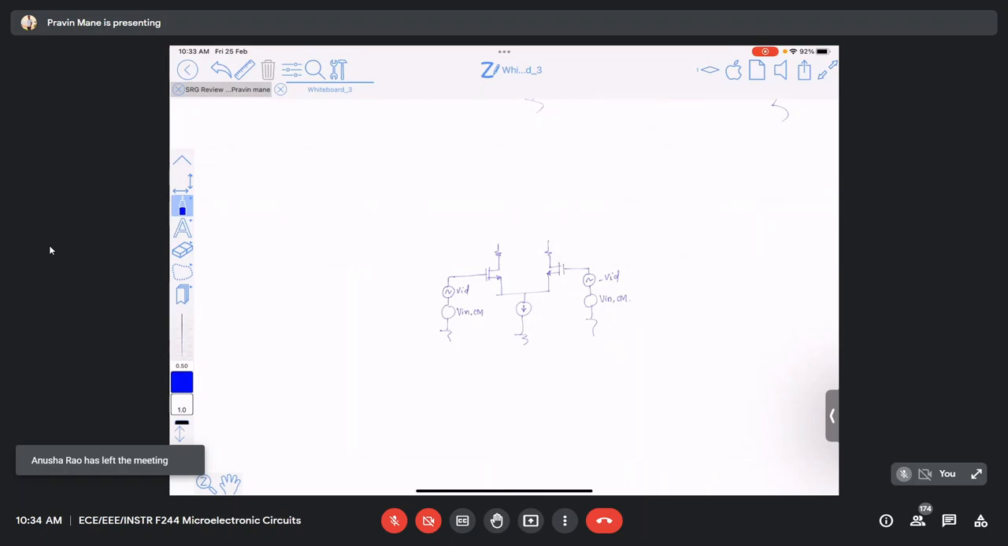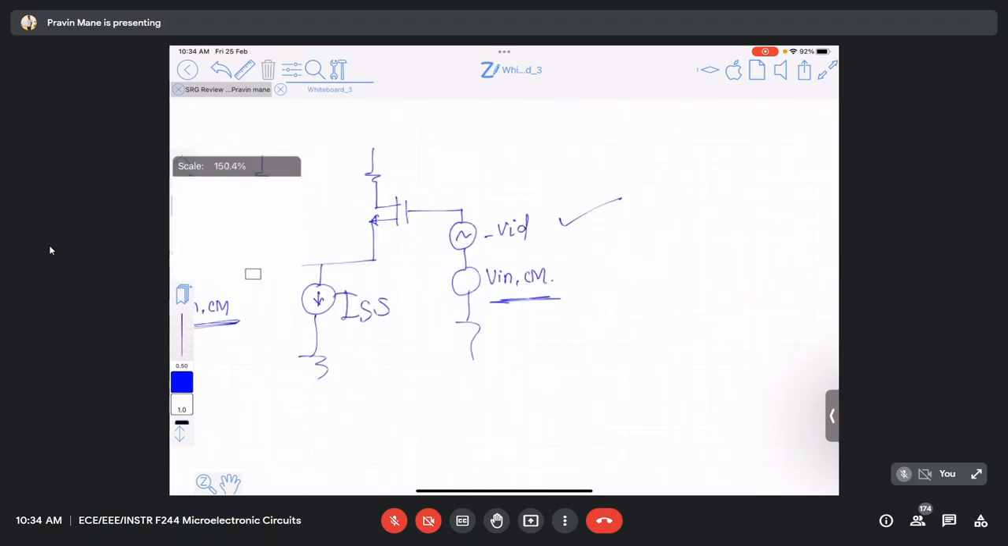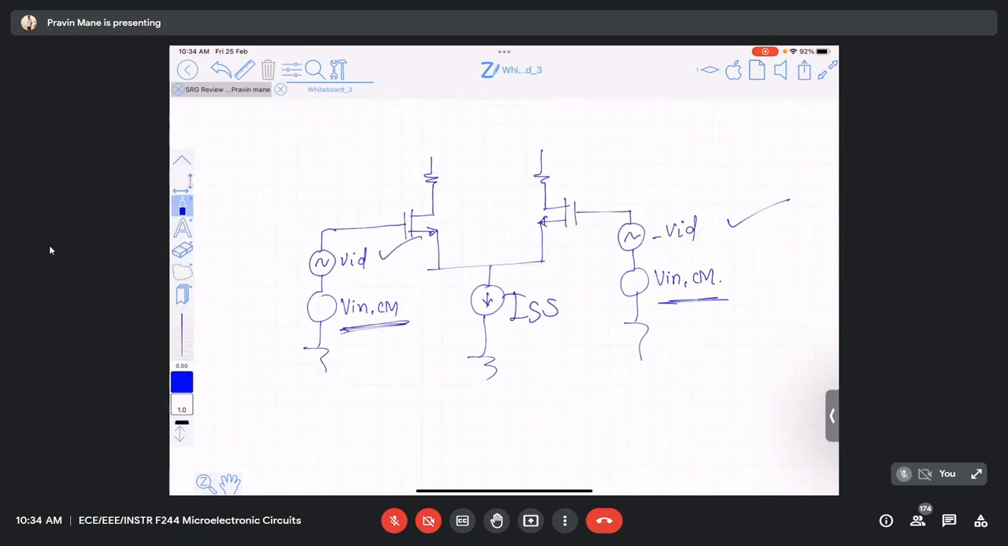Okay, now I calculated the effect of V_in,CM. What is the use of V_in,CM? It is like a biasing. It will divide this current ISS into two equal values. Now comes VID, a small differential input voltage. So I said it is possible for me to study the circuit by the principle of superposition. I considered the effect of V_in,CM. Now I will consider the effect of VID.